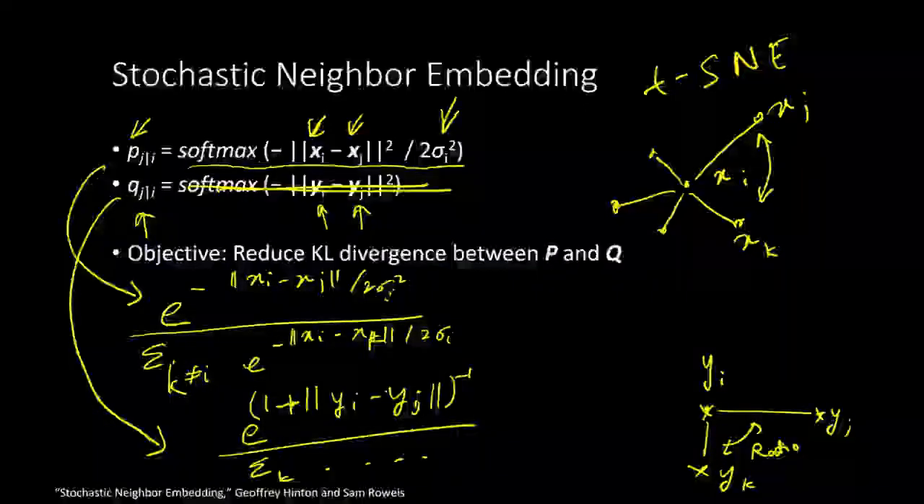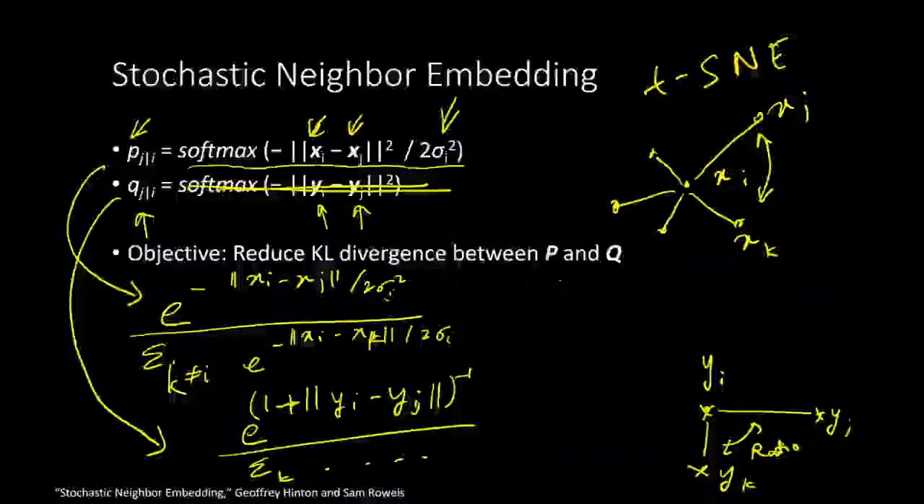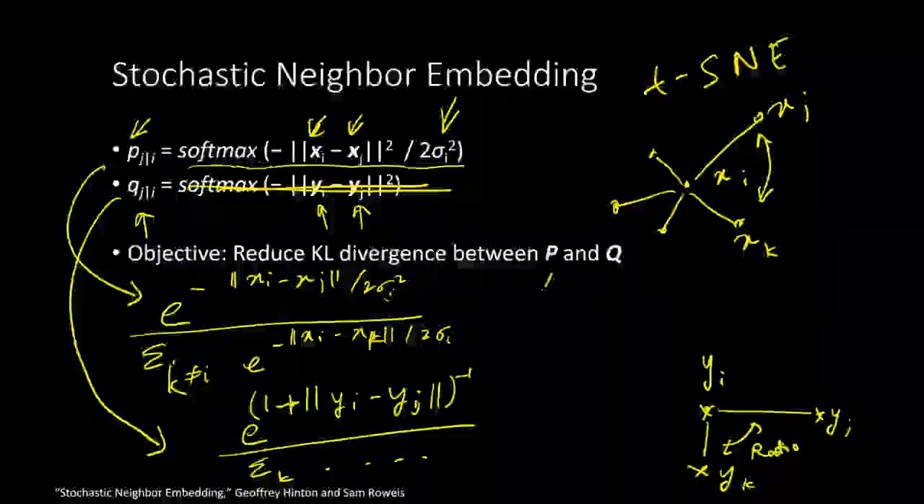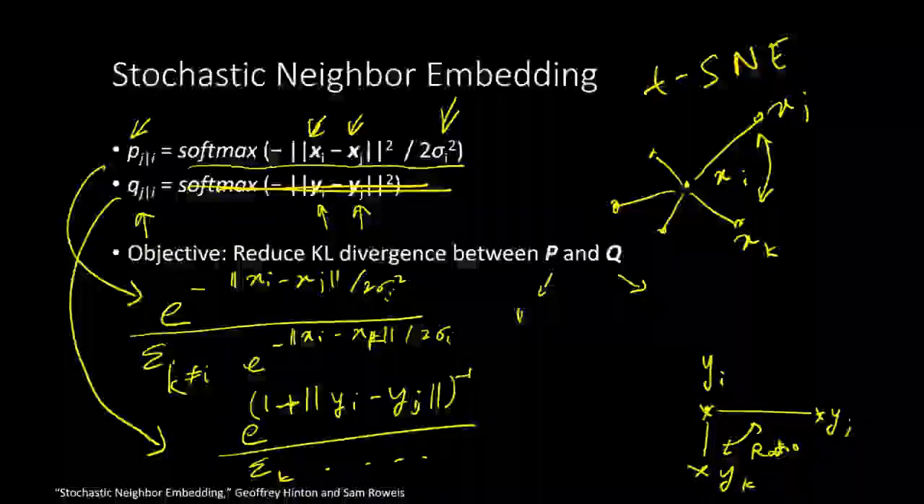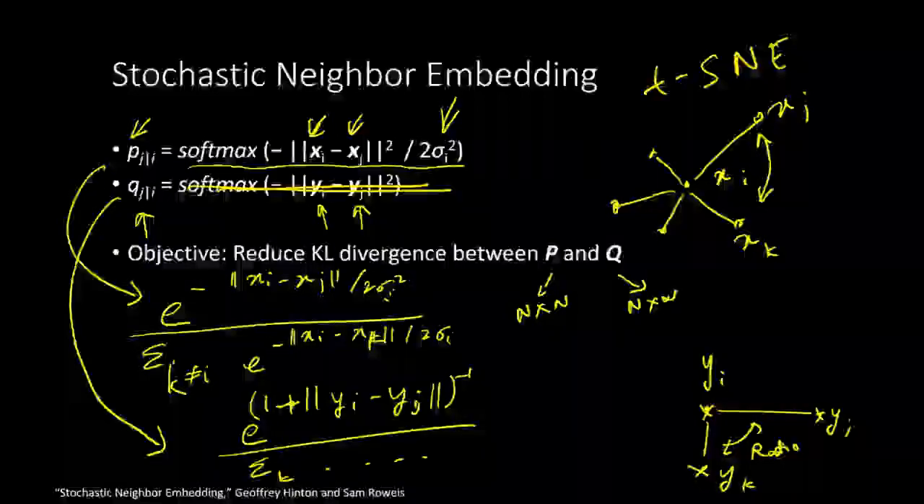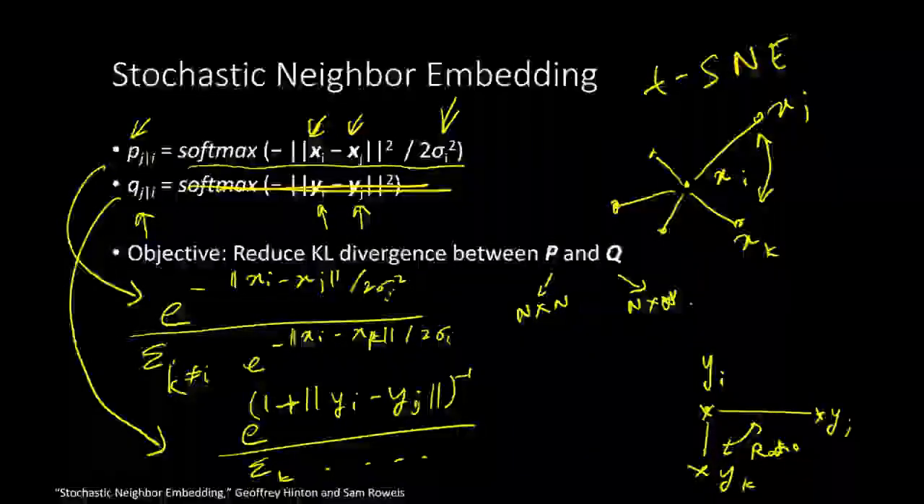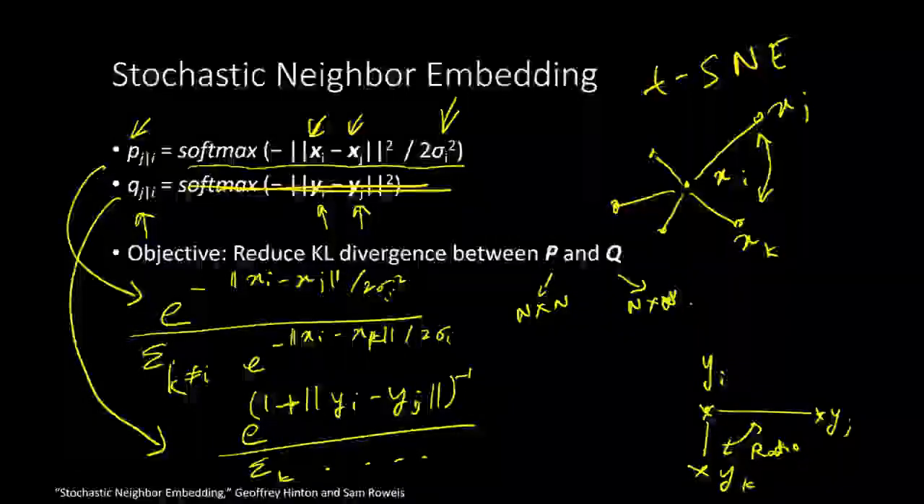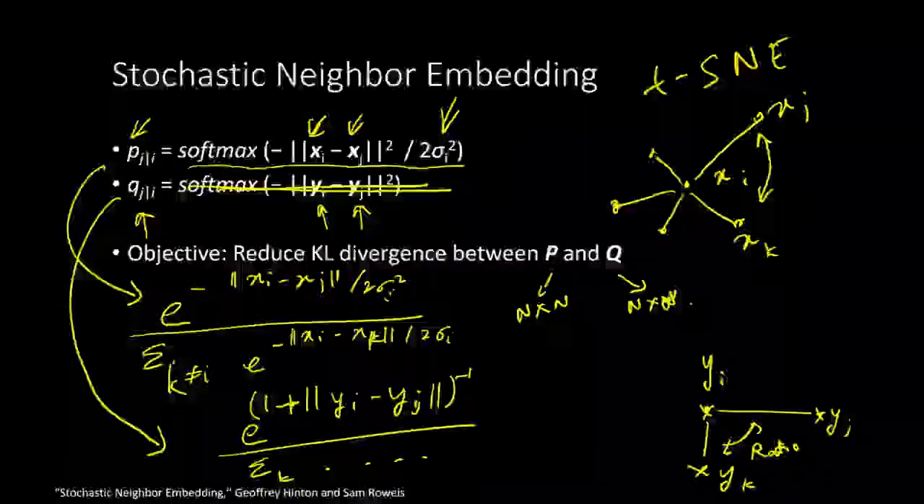Now because of this we get two matrices. If we take all pairs of i and j in both x and y space, we'll get a P matrix for the x space and a Q matrix for the y space. These are two matrices of size n cross n, and they have the property that their rows will sum up to 1 and so forth, because of the way the individual entries were set up.